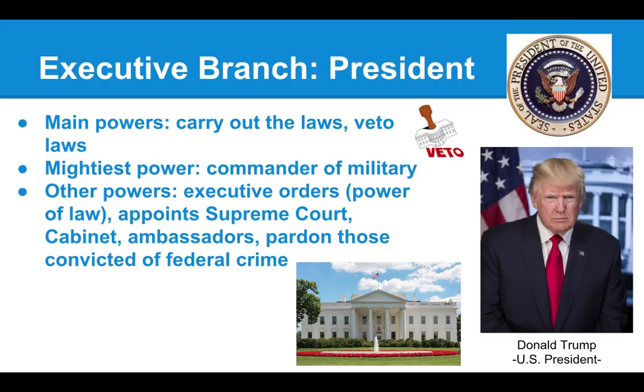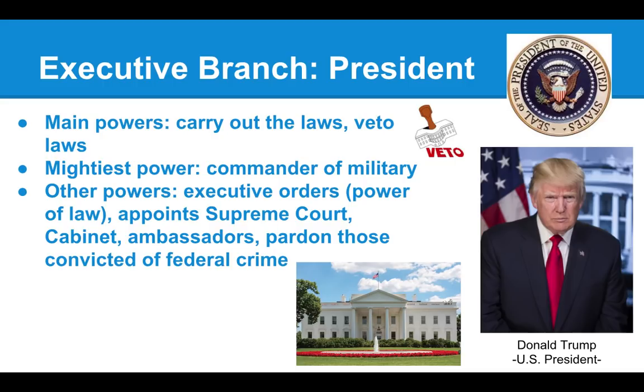Their mightiest power is the president is commander of our military. That's why traditionally throughout history there have been a lot of presidents that have served in the United States military, because that's one of the jobs of the president. He's head of our military.